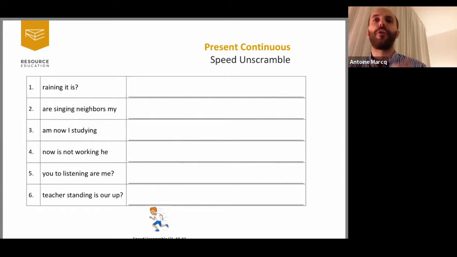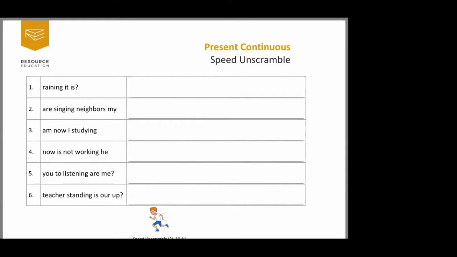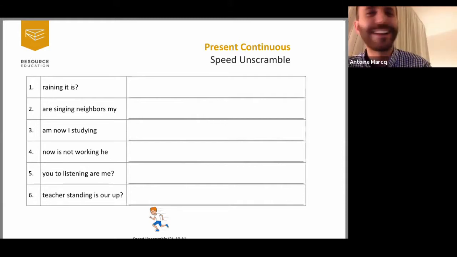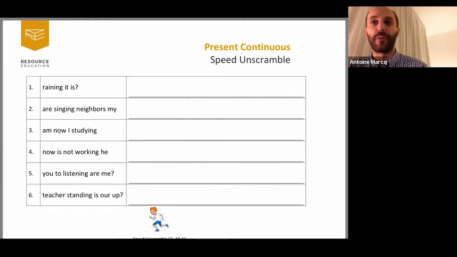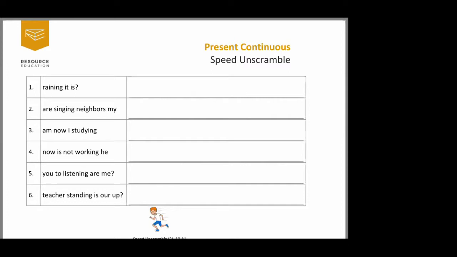And they're going to then speed unscramble the sentences. So it works like this, for example. I read the sentences and you have to quickly unscramble them. So I would say, Olga, raining it is? Is it raining? Exactly. Are singing neighbors by? Are my neighbors singing? You made it into a question. Right. Okay. My neighbors are singing. It really depends on what you want to play with your students, but yes. But they don't see their marks.